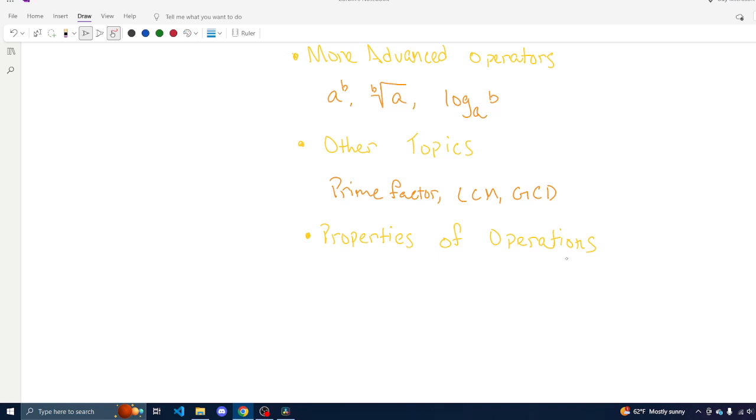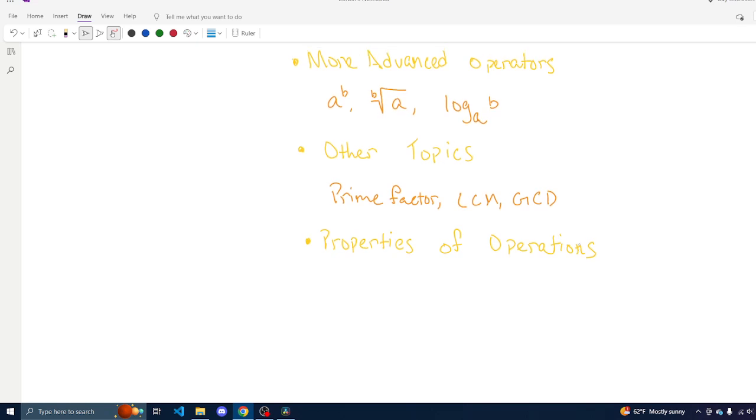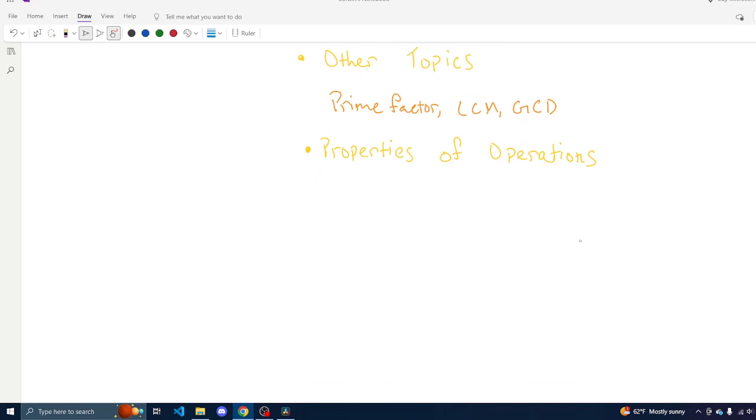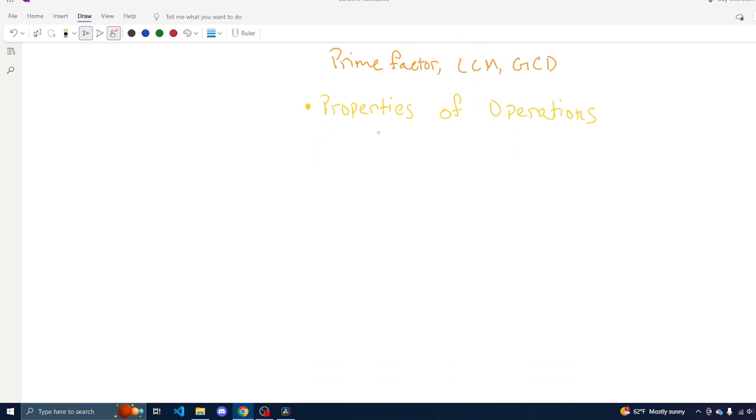Now, this last topic here, a lot of people kind of overlook, and this is the properties of operations. And again, this is kind of a more advanced topic that you don't really talk about too much. You hear it repeated over and over again, but nobody really takes the time to tell you the significance of these properties. And so we have three different properties here. We have the associative property, we have the commutative property, and we have the distributive property.